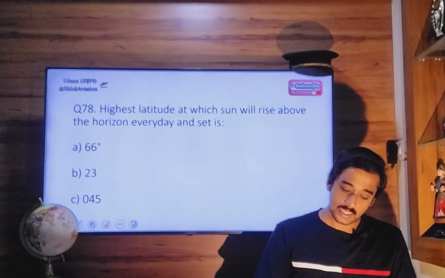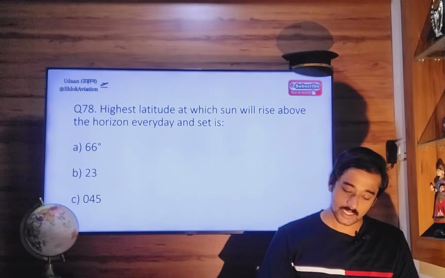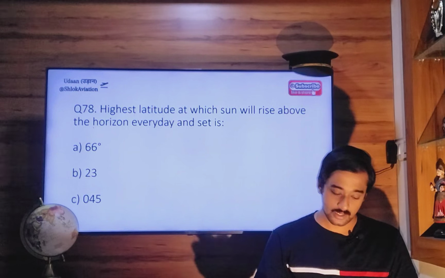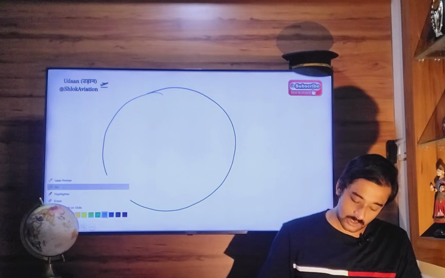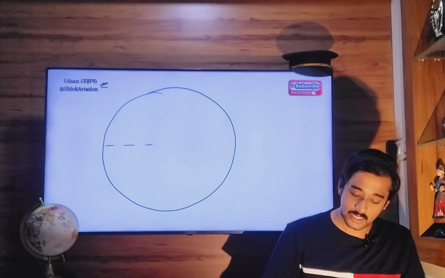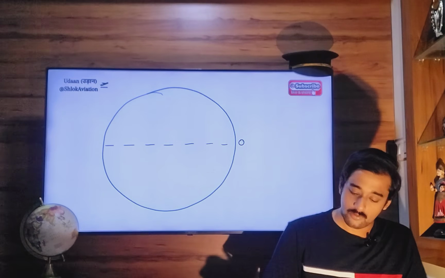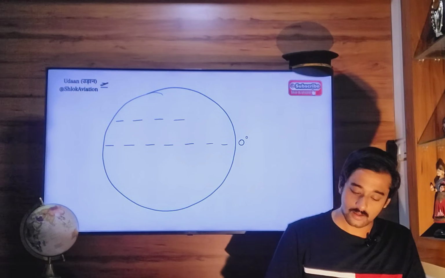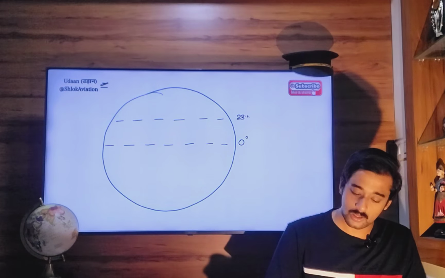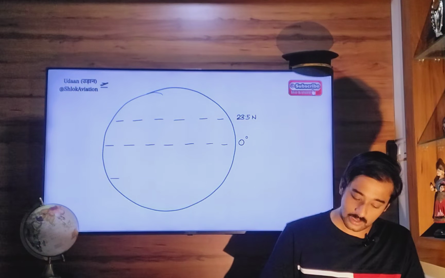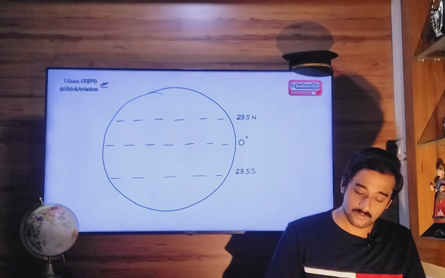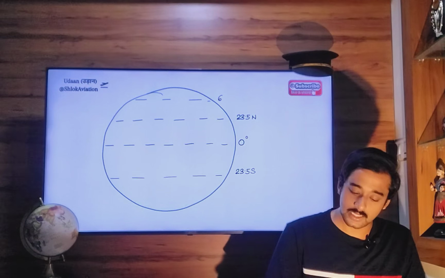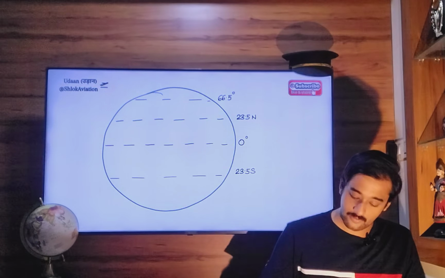Next. Highest latitude at which sun will rise above the horizon and set every day is 66 degrees. So let's say this is your earth. We have some important latitudes. We have the equatorial latitude 0 degree. We have Tropic of Cancer 23.5 north. We have Tropic of Capricorn 23.5 south. We have Arctic Circle 66.5 north. We have Antarctic Circle 66.5 south.